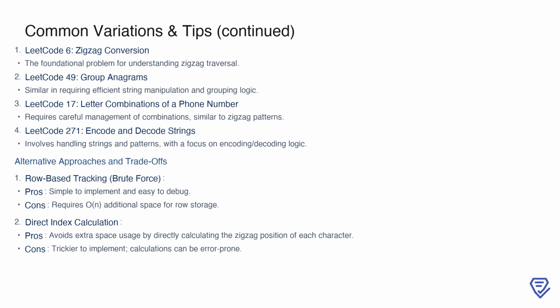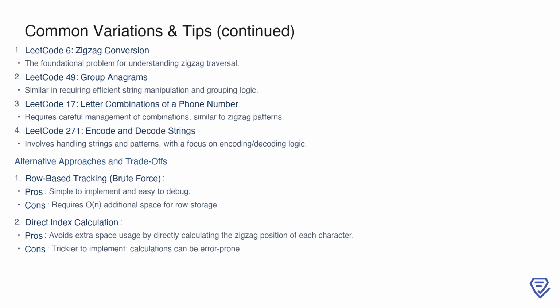There are several related problems and alternative approaches worth exploring. Zigzag conversion itself is often considered the foundational problem for understanding zigzag traversal. Beyond this, problems like group anagrams require efficient string manipulation and grouping logic, which overlaps conceptually. Letter combinations of a phone number involves careful management of combinations, which is somewhat similar to the zigzag traversal. Additionally, encode and decode strings focuses on handling strings and patterns, particularly encoding and decoding logic, making it another relevant problem to practice.